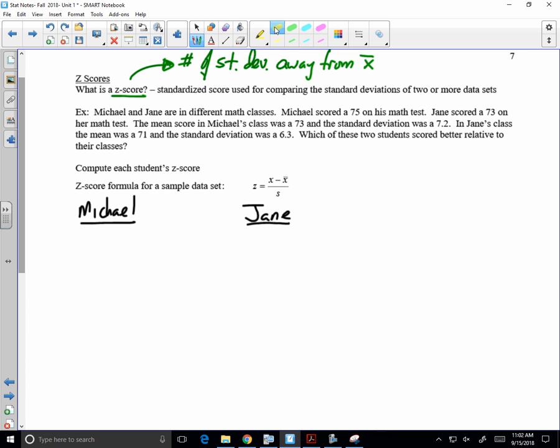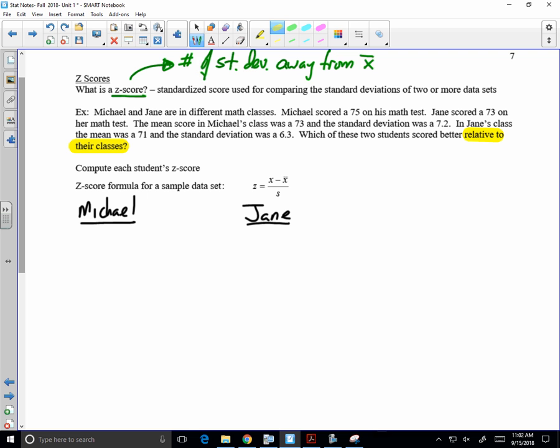But if these words aren't there, it's a completely different question. Because if the question said, which of these two students scored better, you know the answer. Michael scored better, you got a 75, she got a 73. Relative to their classes. All right, that's the key ingredient.